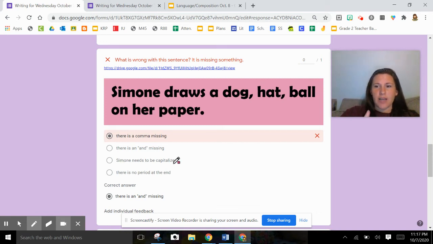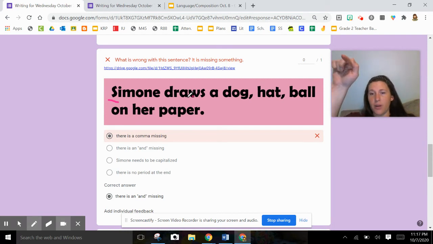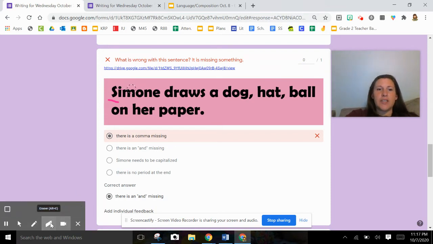Simone needs to be capitalized. Now, I had a ton of people say that this S is not capitalized. But I want you to remember when you draw an I, your I is as big as these small lowercase numbers, but that dot goes a little bit higher up to be as tall as a T or an L in your alphabet. And that S reaches the top of that. Do you see how much bigger it is than this M, this O, this N, and this E? How much taller it is. So that is a capital S right there. So please make sure you're paying attention to those letters. Because a lot of people pick that, and I think it's because they thought it was a lowercase s, but it is not. So Simone draws a dog, hat, ball on her paper.